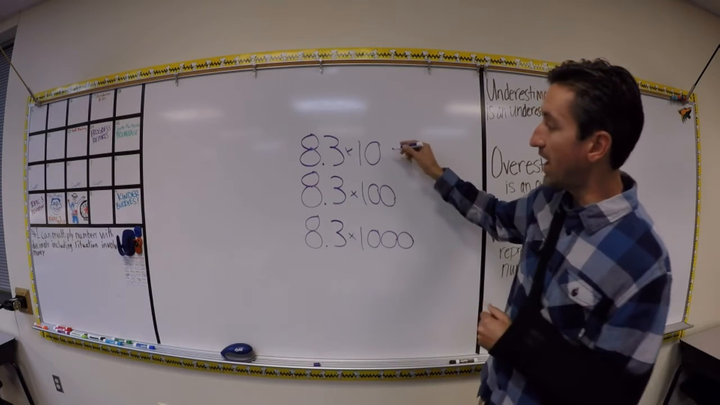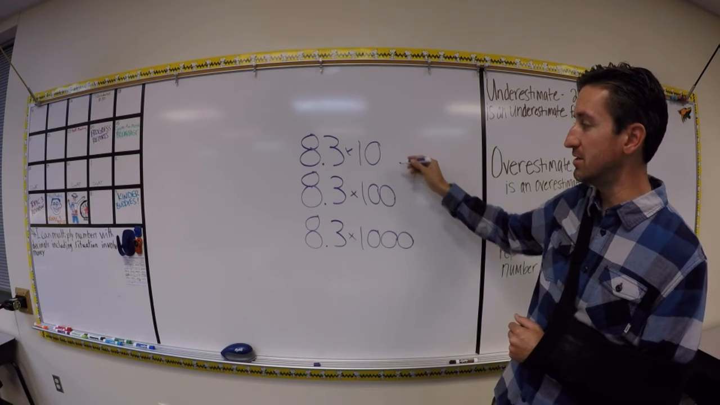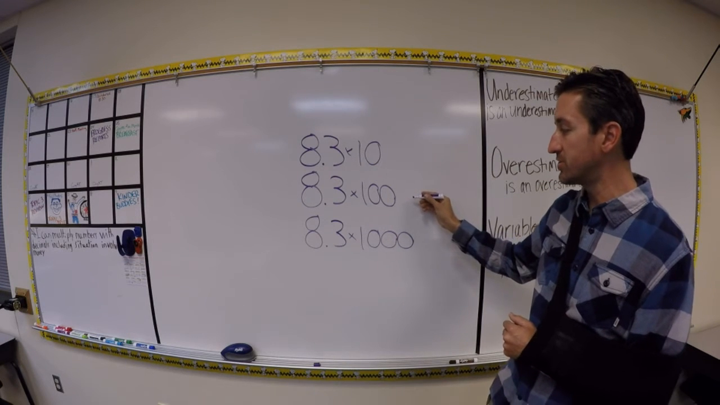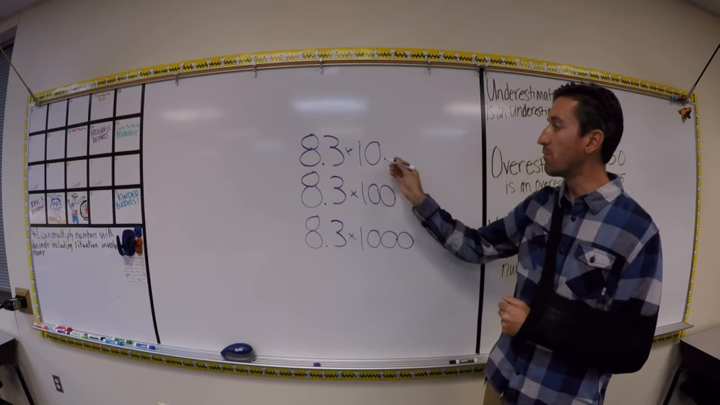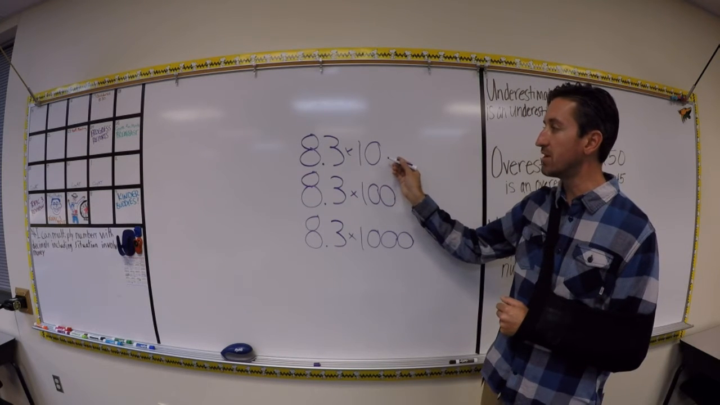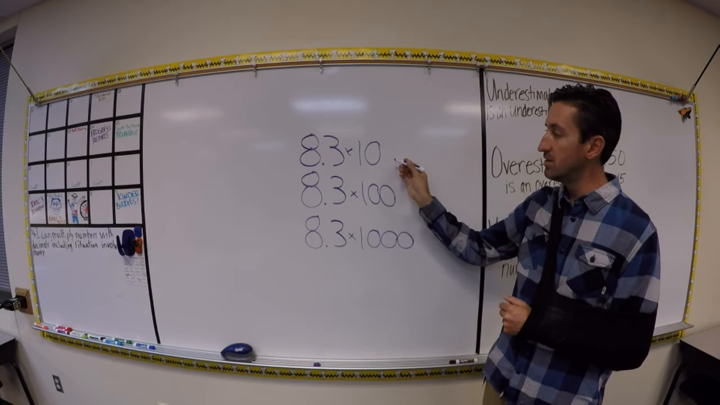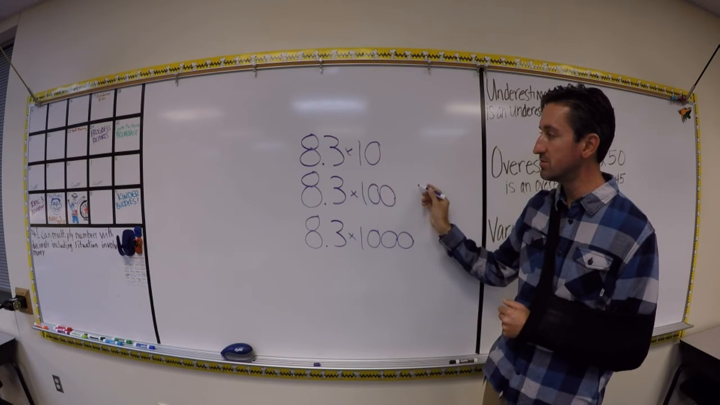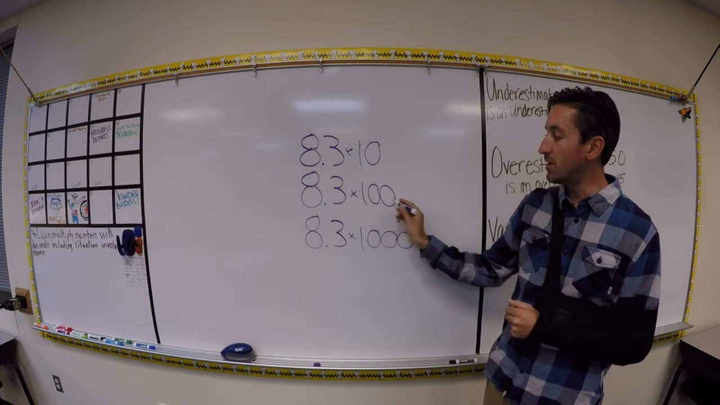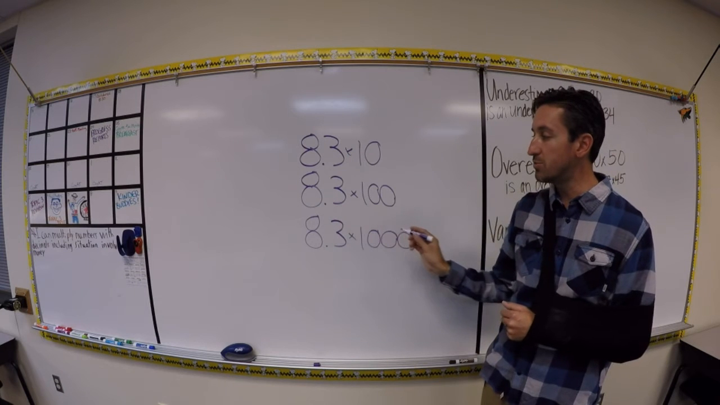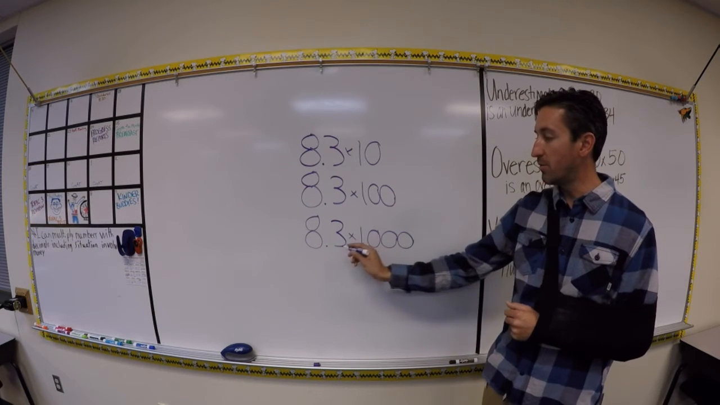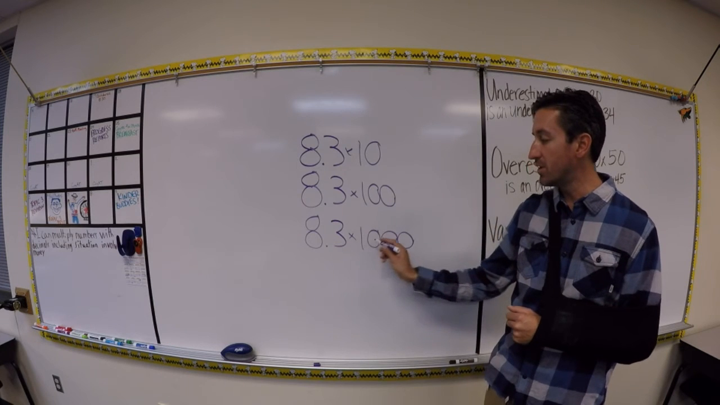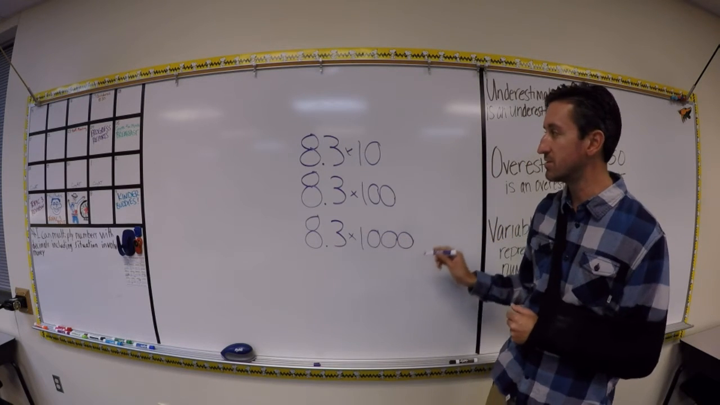All right, so we have 8 and 3/10 times 10, 8 and 3/10 times 100, and 8 and 3/10 times 1,000. When we're multiplying by 10, we move that decimal 1 place to the right because there's 1 zero. When we multiply by 100, we move the decimal 2 places to the right because there are 2 zeros. When we multiply by 1,000, we move it 3 places to the right because there are 3 zeros.